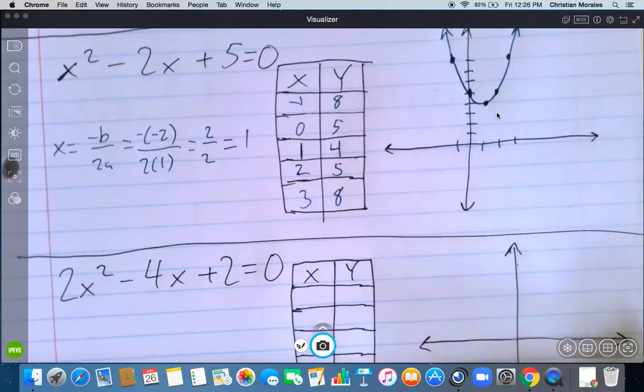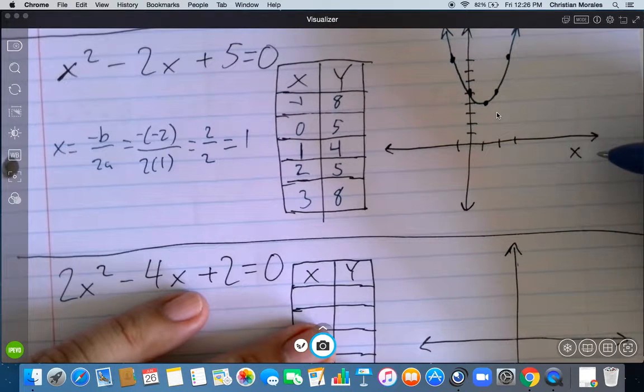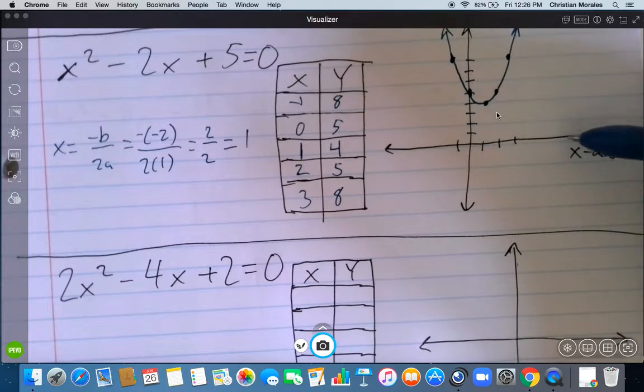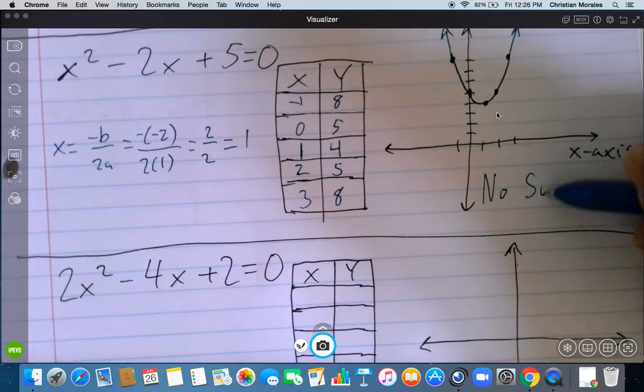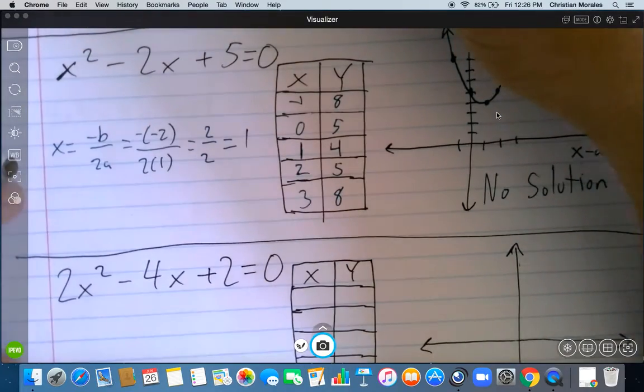Okay, so again, you're looking for your x-intercepts. Where does it cross the x-axis? And the answer is nowhere. This parabola is going up, which means it'll never cross the x-axis, which means, guys, this is a no solution. If the parabola does not cross the x-axis, there is no solution to that function, all right? And that's it for that. Moving on to the next one.